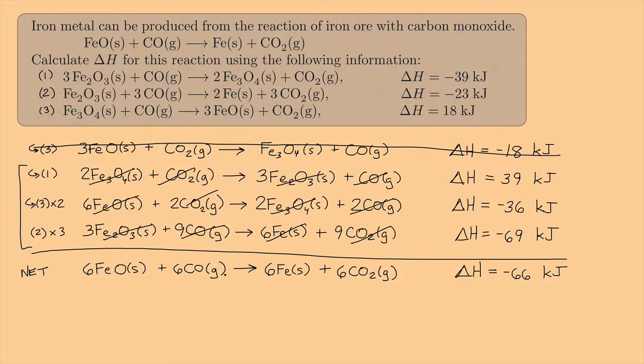Okay, but this is not quite the reaction I wanted. If you notice, I don't have these 6's as coefficients up here, but that's easy to take care of. If I have a 6 in front of everything, to get the reaction I want, I can just divide everything by 6. So in that case, my delta H is going to be negative 66 kilojoules divided by 6, or negative 11 kilojoules. And that's your final answer.